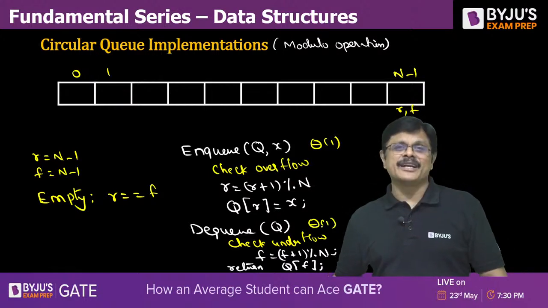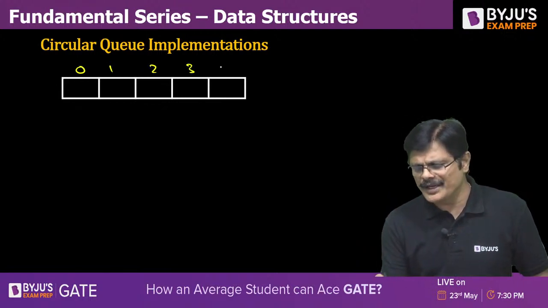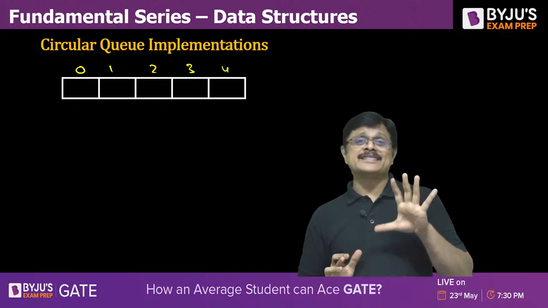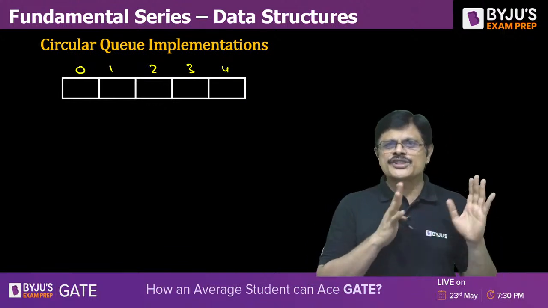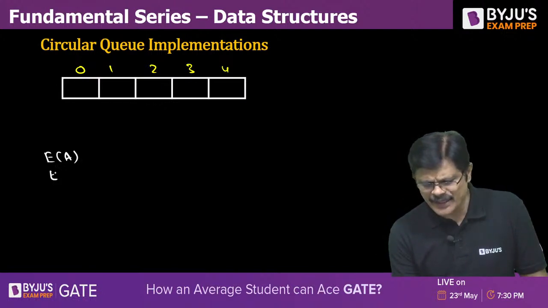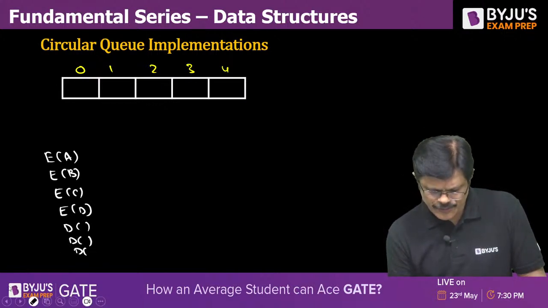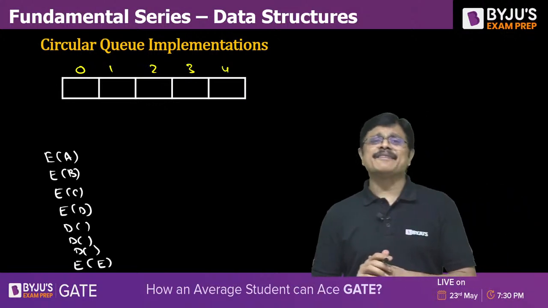Now let us see this implementation with one example. Same old example, let us take it: indices 0, 1, 2, 3, 4. But here, as I mentioned, we cannot do 5 insertions. Maximum 5 elements are there, which means we can have at most 4 elements in this queue. So I will make a small change here. I do NQ A, NQ B, NQ C and NQ D. Then I do DQ 3 times. Then I do NQ E. Let us see whether we can do it or not.